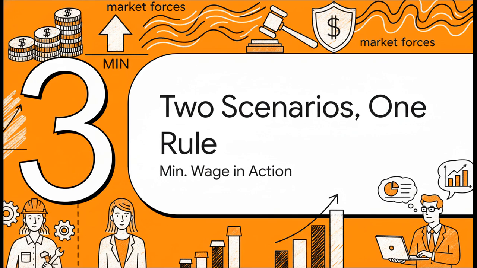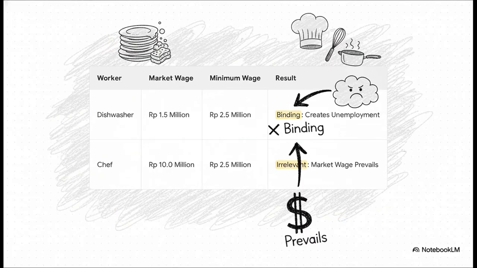Let's really analyze its impact by looking at two very, very different kinds of workers. Now this table, this really gets to the core of it all. Just look at the dishwasher. The market says their labor is worth about 1.5 million rupiah. But the law, the minimum wage, says you have to pay 2.5 million. In this case, the law is binding. It's actively forcing the wage up by a full million rupiah.